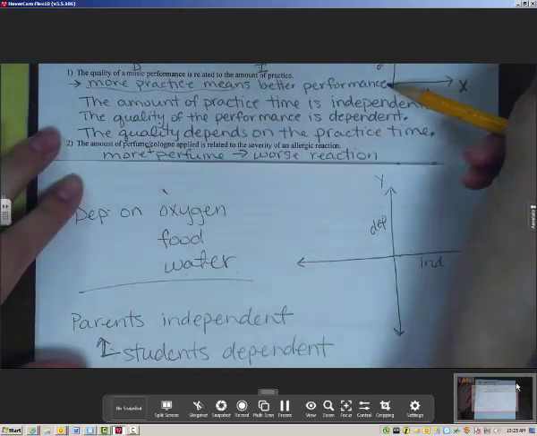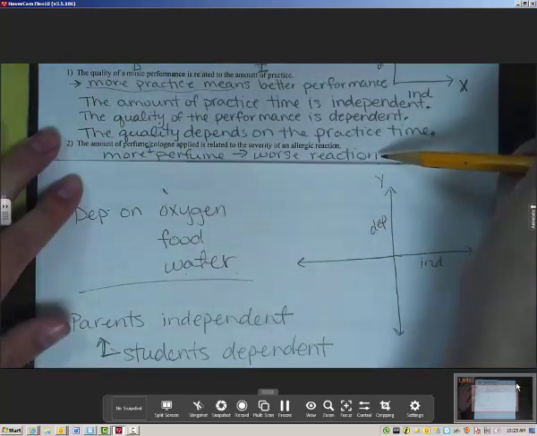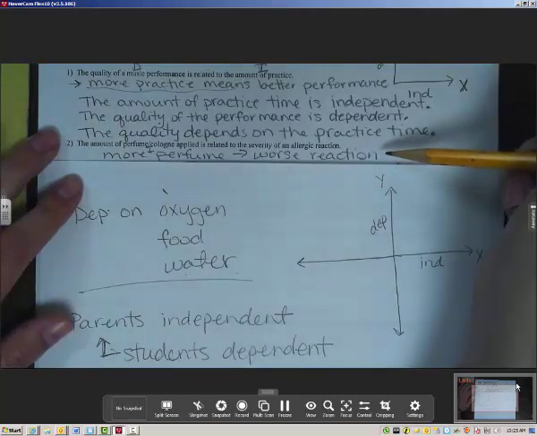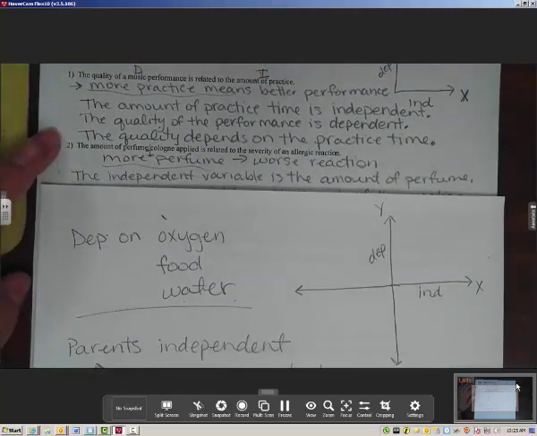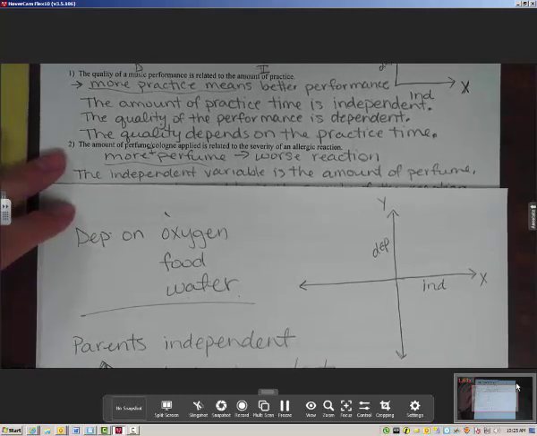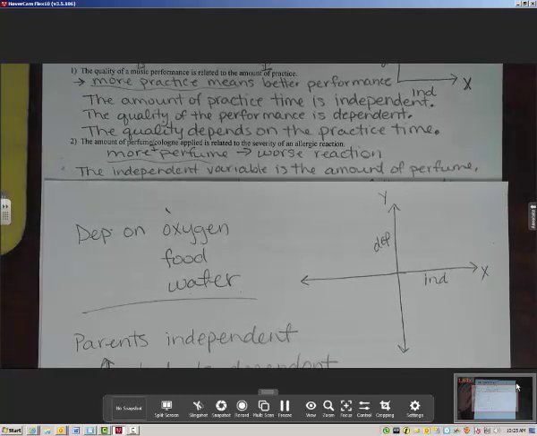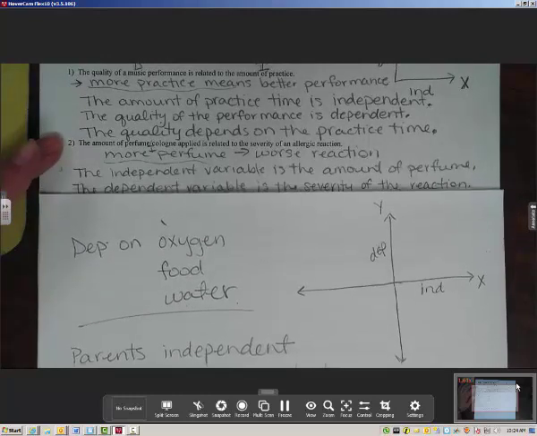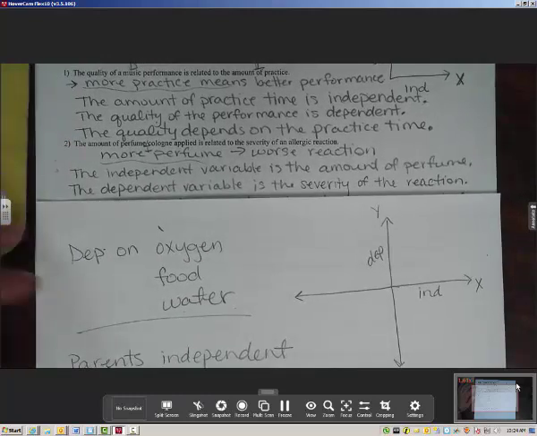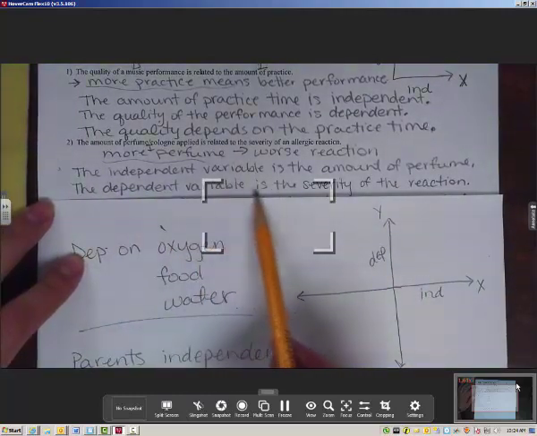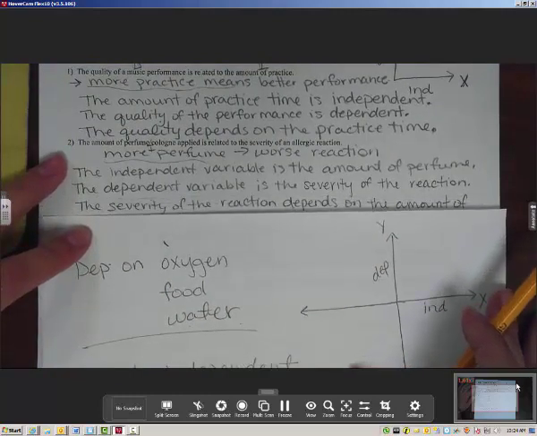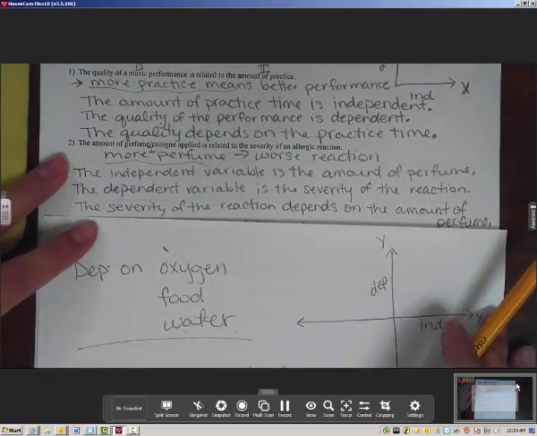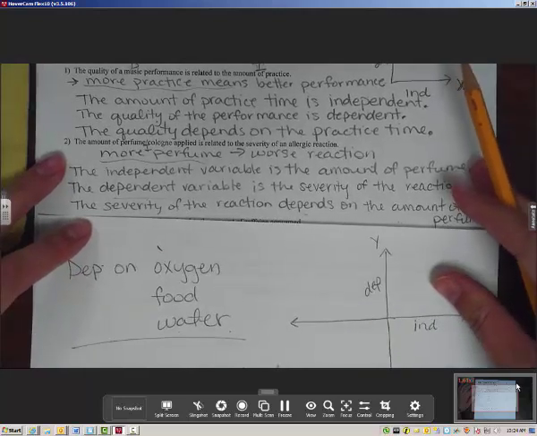Okay, so you can see this was the statement I wrote on question 1. The statement I wrote on question 2 was a little bit less detailed, but it was still enough that I knew what I was talking about. Okay, so more perfume means that I'm going to have a worse reaction. Okay, so in this problem, the independent variable is the amount of perfume. Okay, and then the more perfume I apply, the worse the reaction is going to be. So my reaction depends on the perfume. So the dependent variable is the severity of the reaction. And then my dependency statement says that the severity of the reaction depends on the amount of perfume that I apply. Okay, so make sure you have these 3 things written down.